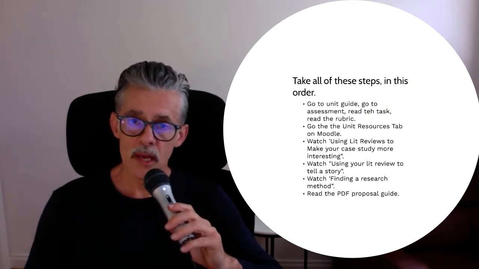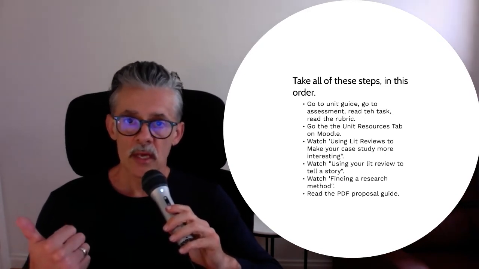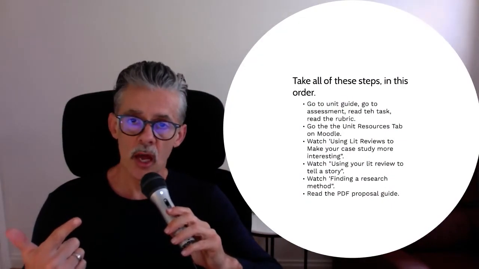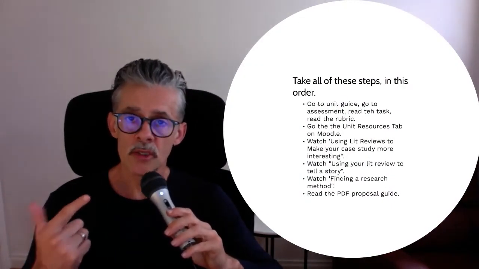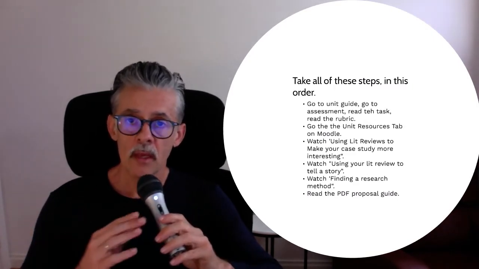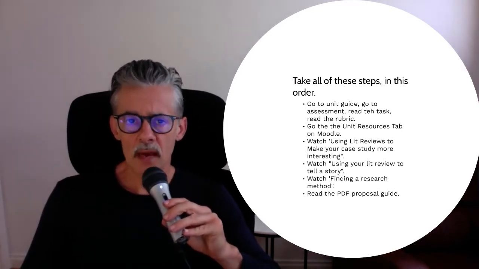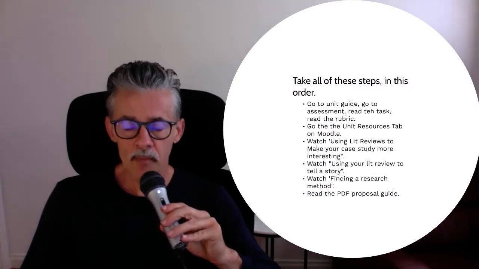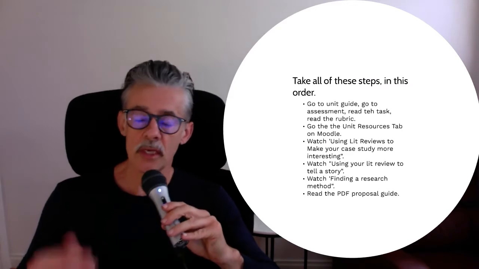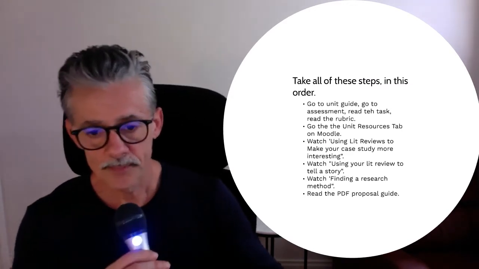And that tells you step by step what you need to do to find your scholarly readings and find your method. It shows you where you can find the resources online to help you do that. So you need to watch each one of those videos under the Unit Resources tab. Then the final thing you need to do is, I've uploaded a PDF of a proposal guide, and you need to open that PDF and you need to read it. Okay, so you need to do each one of those things in that order.